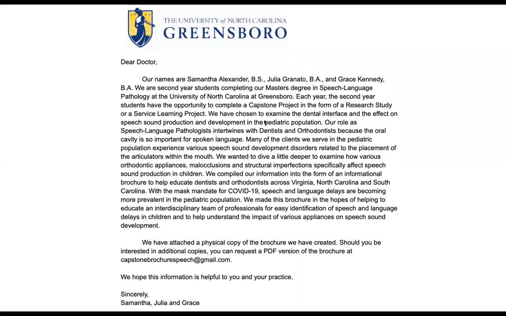So, here is our example of our letter. We introduced ourselves and explained that we were completing a capstone project to provide information to pediatric dentists and orthodontists, and wanted to educate them on the importance of understanding speech sound development and how our two fields play a role with each other.